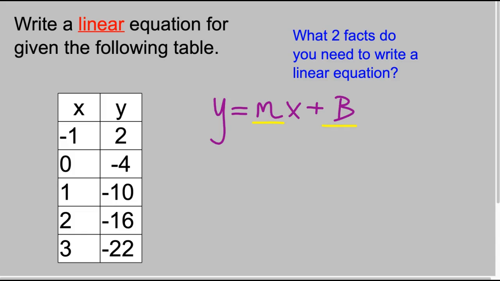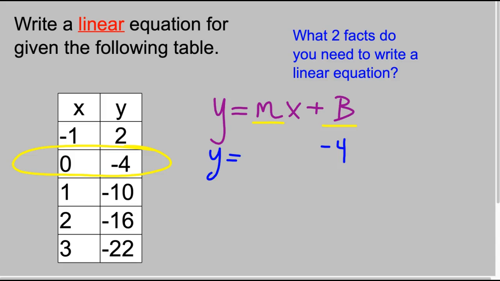Where does the y-intercept come from? When x is 0. So when x is 0, that's the y-intercept. In this case, it's going to be negative 4. All right, now what's the slope going to be? We need to know the slope. Well, you can either take 2 points and go y2 minus y1 over x2 minus x1, or you can look at this one, because this one goes up by 1 each time for the x.